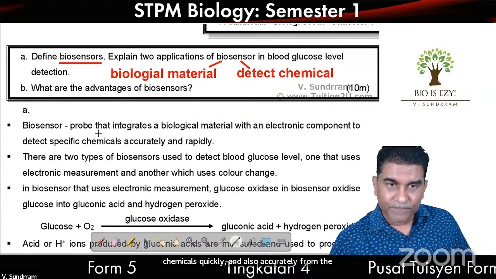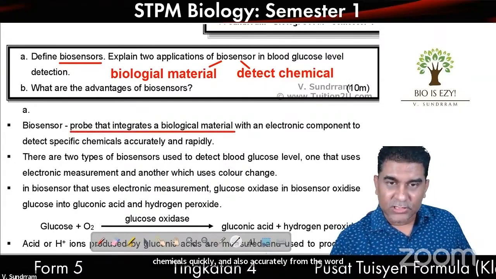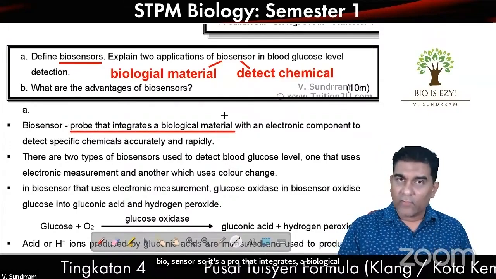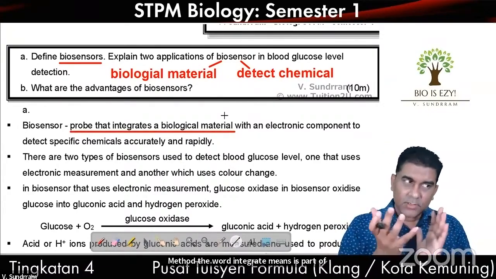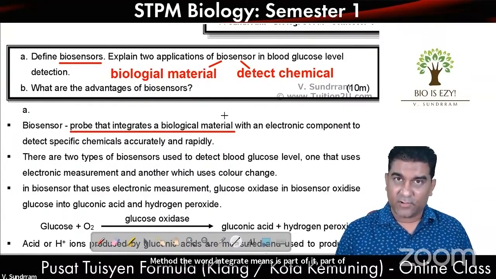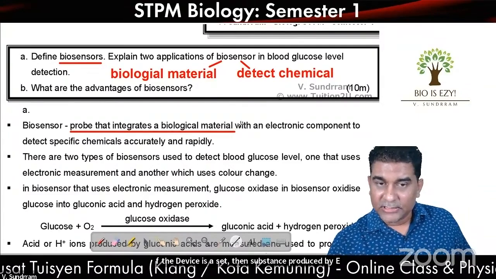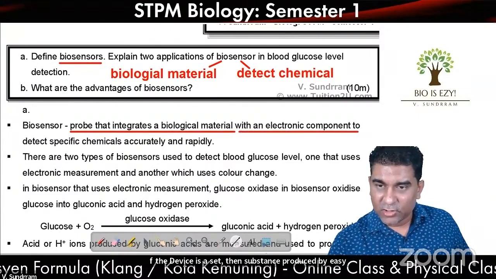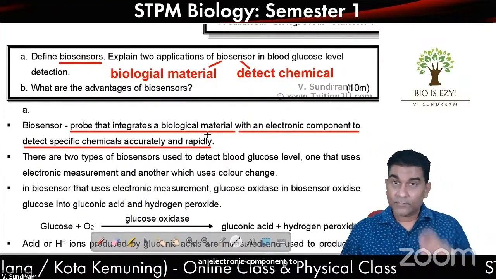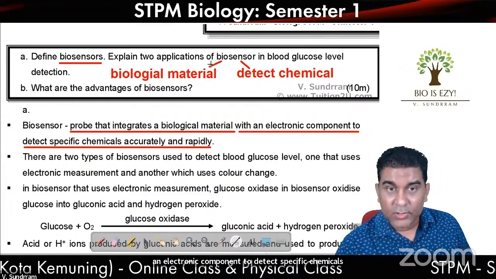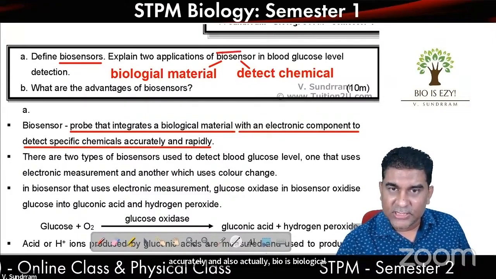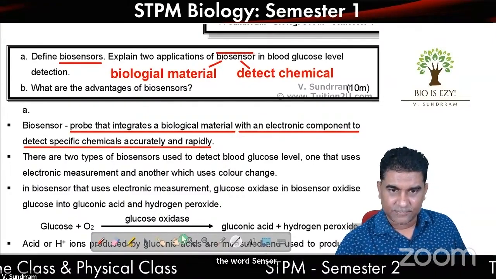So it's a probe that integrates a biological material. The word integrate means it is part of it. Part of the device is a certain substance produced by a living organism. It integrates a biological material with an electronic component to detect specific chemicals accurately and also rapidly. Bio is biological material. Detecting chemicals is the sensor. A biosensor is an electronic device.